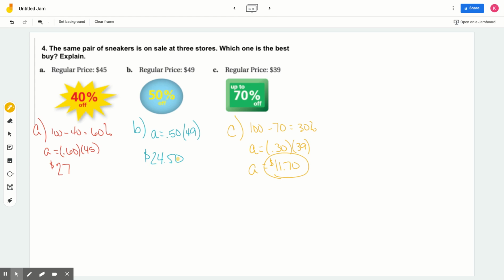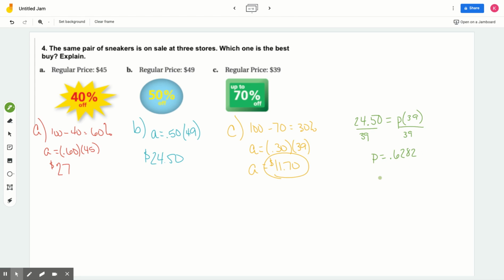So we know that our dollar amount to keep this one as the better buy has to be $24.50 or less. So we can set up an equation that says our part, $24.50, is equal to what percent of our whole amount. And we can solve this by dividing by 39 on both sides. When we do that, we're going to get a decimal answer. So 24.50 divided by 39 will give us approximately 0.6282.